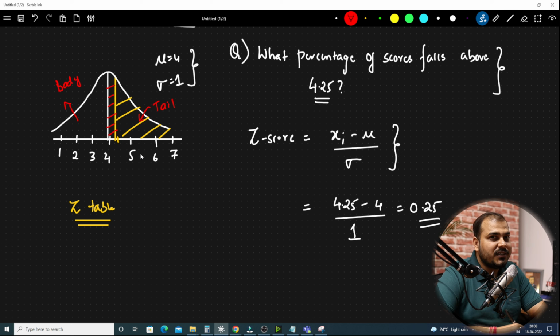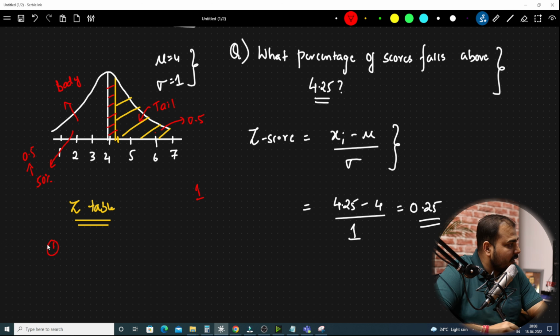Once you find out this specific area, then you know that the entire curve's overall value is 1, right? And both sides are symmetrical. This side actually covers around 50% of the distribution, which is nothing but 0.5. And this area, from the mean to this, covers somewhere around 0.5. So 0.5 plus 0.5 is 1.